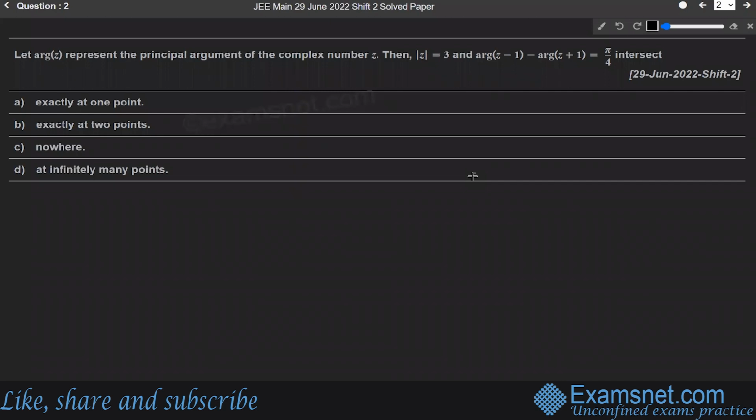Next question is: let argument of z represent the principal argument of the complex number z, then mod of z is equal to 3 and argument of z minus 1 minus argument of z plus 1 is equal to pi by 4 intersect. In this question, argument of z is the principal argument of the complex number. We have to find at how many points both these given expressions intersect. So let us write the given terms first: mod of z is equal to 3 and argument of z minus 1 minus argument of z plus 1 is equal to pi by 4.